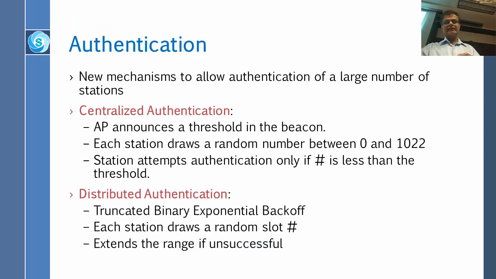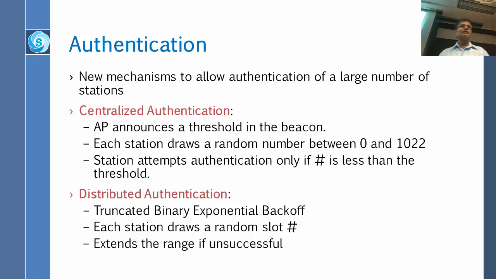So basically, new mechanisms to allow authenticating a large number of stations. So, centralized authentication. If 8,000 stations are going to come up, how are we going to authenticate? For that they have again put people into ranges. If you are between this and that, then please come and register. And if you are in that range, that range, that range, that way we can see, right?